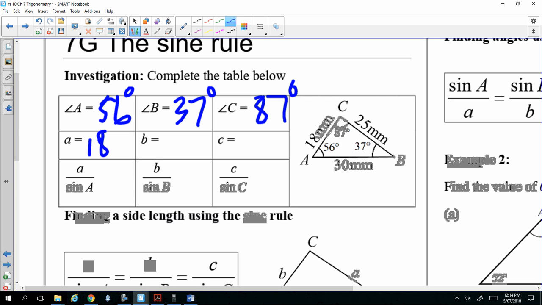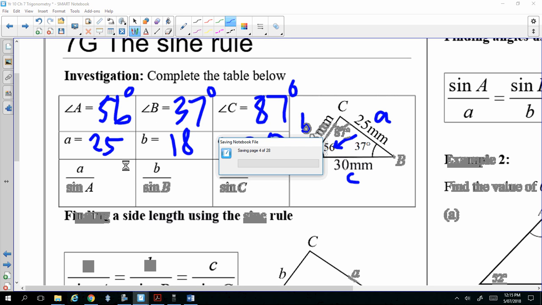A is this length, the side opposite to angle A. So it's not 18. Oops, sorry about that. A is the side opposite to the angle A, so it will be 25. B will be the side opposite to angle B, which is 18. And C will be the side opposite to angle C, which is 30. Okay, so when you look at the numbers, there doesn't seem to be any connection between the angles and the side, other than the bigger the angle, the bigger the side length, isn't it? But we need to see if there's any connection.